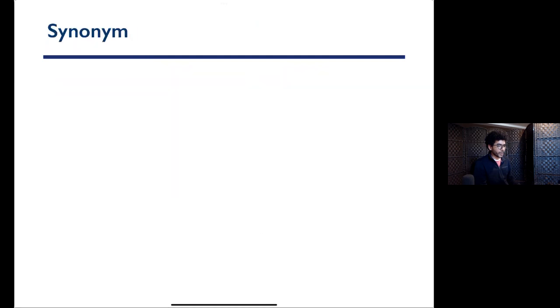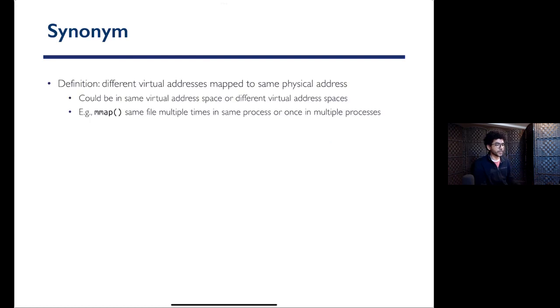Now, it's not as rosy as this. So having a virtually addressed cache is going to cause problems. Now, the problem happens when you have synonyms. So we have talked about homonyms. Now, here comes synonyms. What are synonyms? Synonyms are different virtual addresses that are mapped to the same physical address.